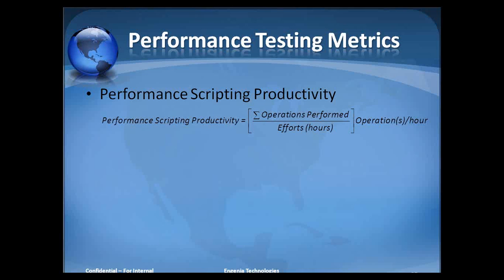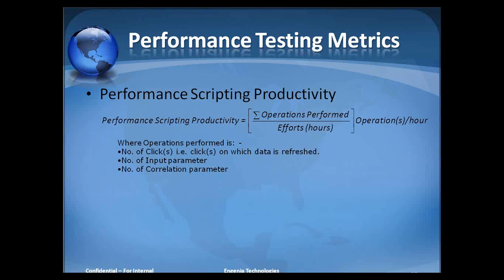First one is performance scripting productivity. This metric would give us the scripting productivity for a performance test script and a trend over a period of time. The formula is: performance scripting productivity is equal to operations performed divided by effort in hours, and that would come as operations per hour.